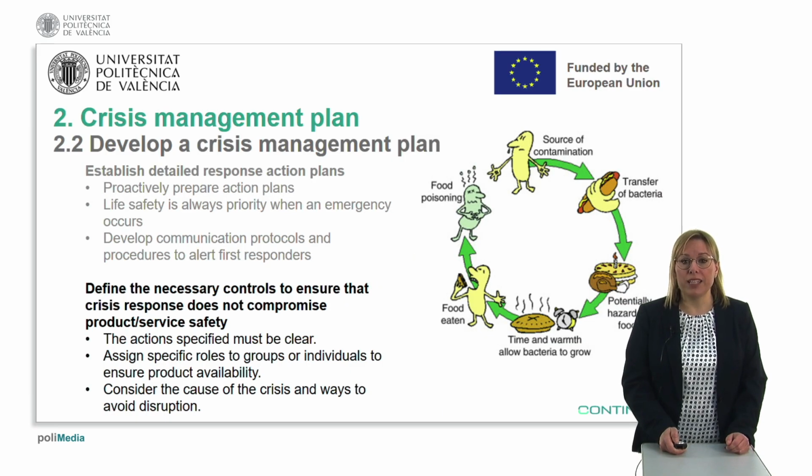Moreover, when planning actions for response to crisis, organizations should define controls to ensure actions don't compromise products or services safety. In this sense, the actions specified must be clear. Assign specific roles to groups or individuals to ensure product availability, and also consider the cause of the crisis and the ways to avoid disruption.